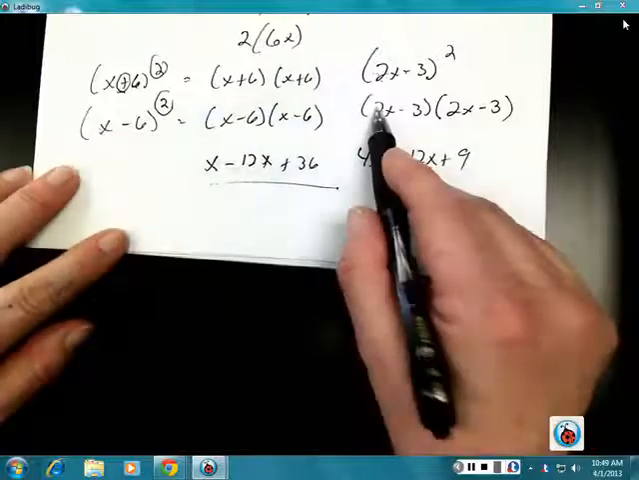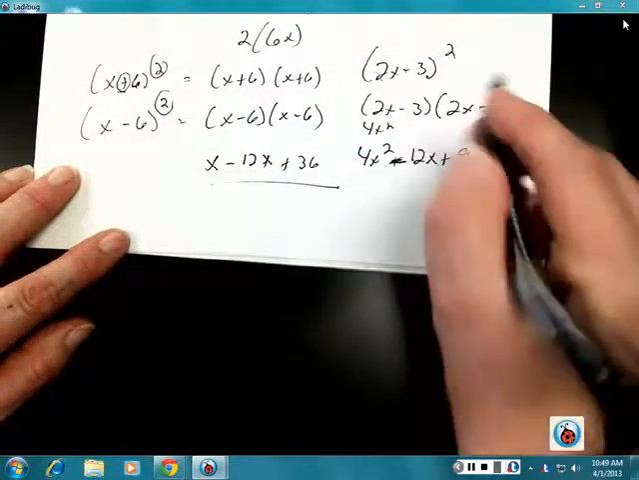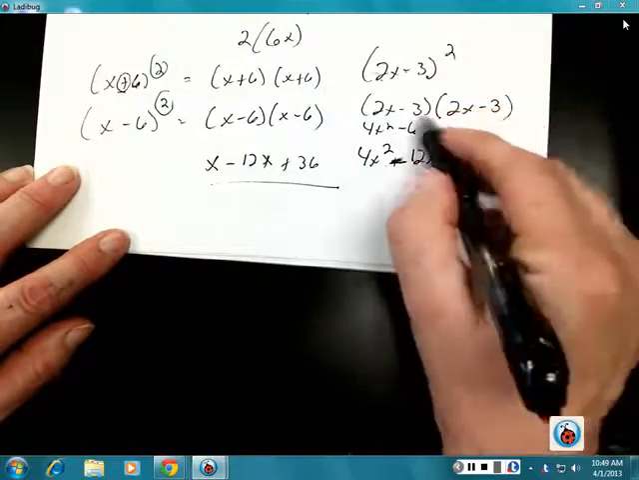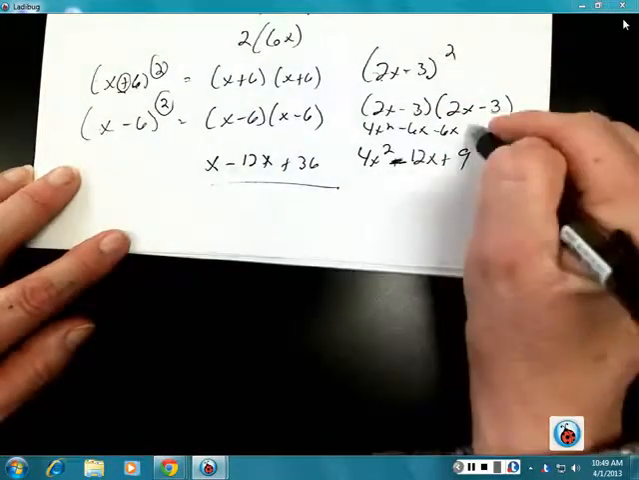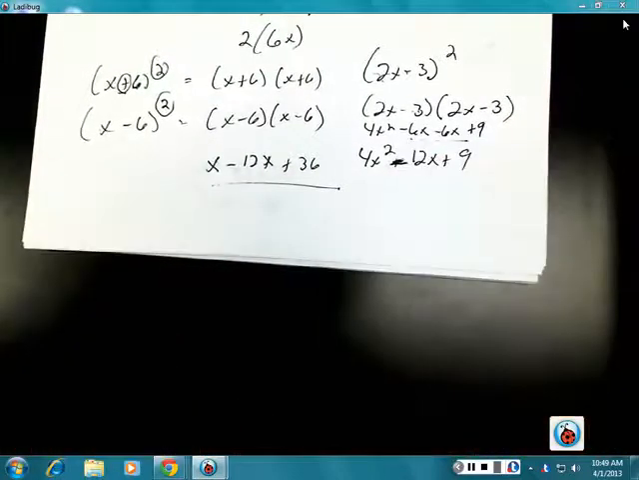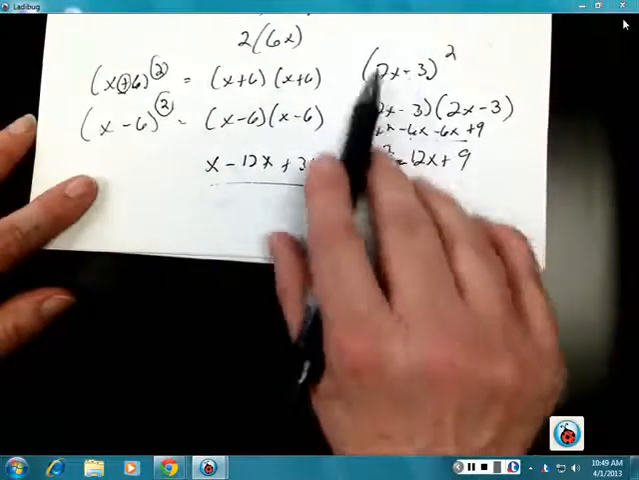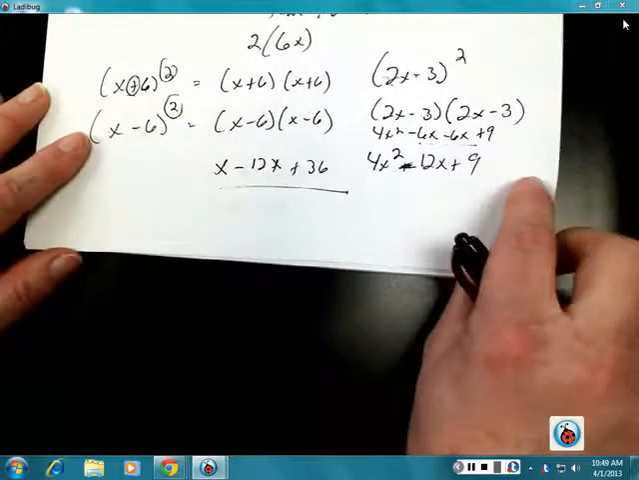If you FOIL it, 2x times 2x is 4x squared. 2x times negative 3 is negative 6x. Negative 3 times 2x is another negative 6x. Negative 3 times negative 3 is a plus 9. It saved me a bit of work if I can get that down: square the first, square the last, then multiply the two terms and double it to get your answer. Okay.